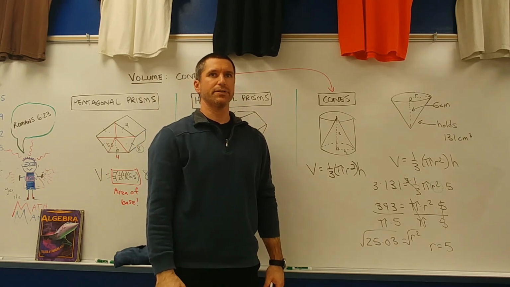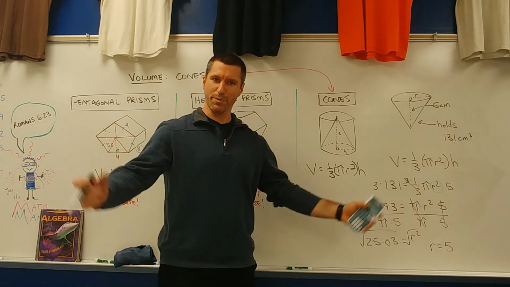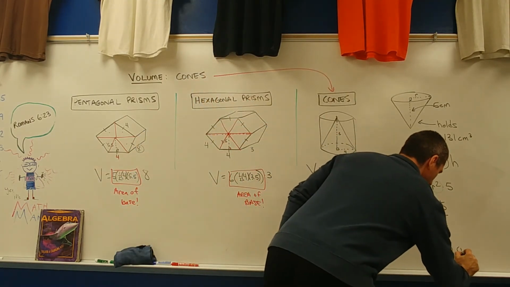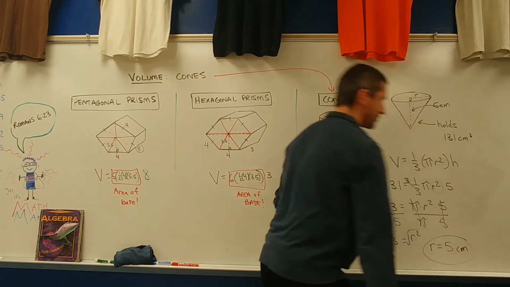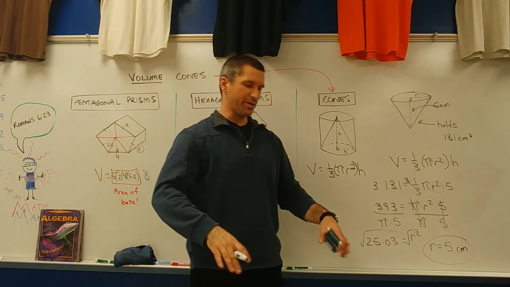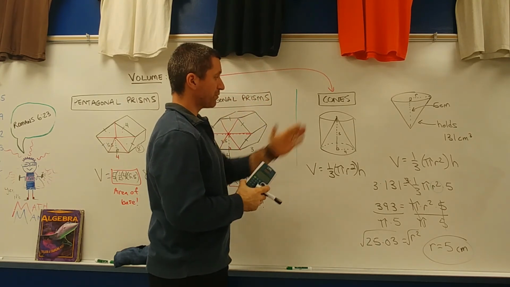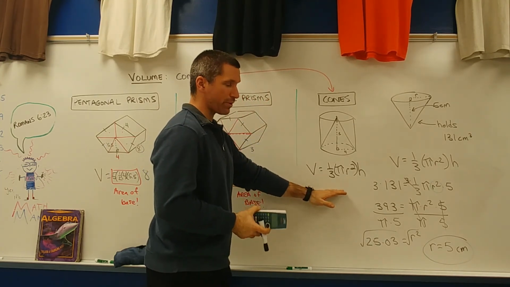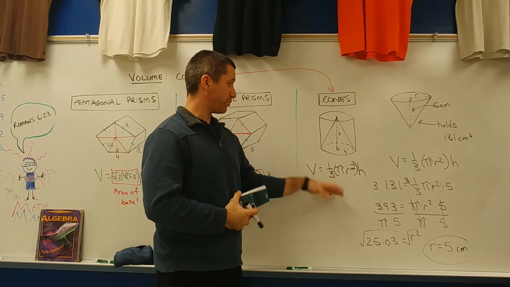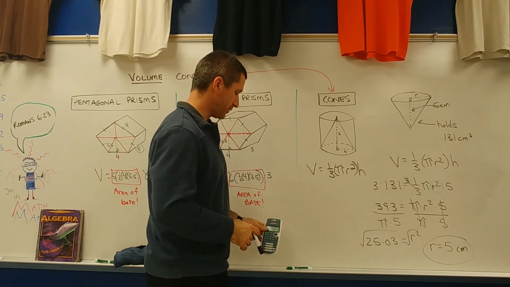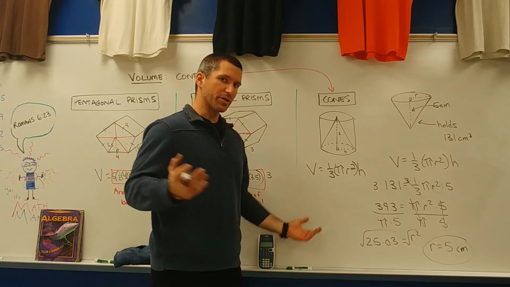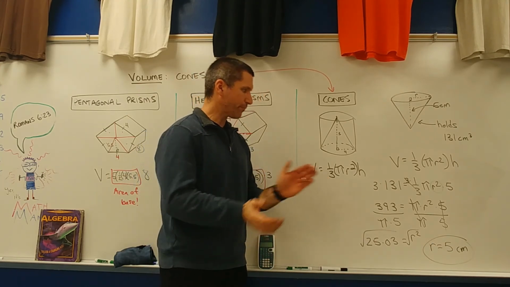What did I forget to do? Label my answer. I'm not going to miss it this time. It's centimeters. It's a radius. It's just centimeters. That is the correct label. Okay, volume of cones. We have a formula. All we've got to do is follow that formula. Plug in for what we know, solve for what we don't. Remember what I said yesterday? I called that plug and chug. That's my thing.